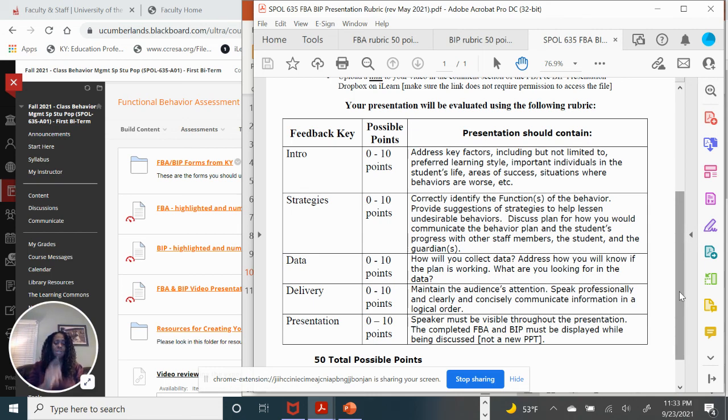Again, for the presentation, I need to be able to see you. The speaker must be visible throughout the presentation, and I must also be able to see the completed FBA and BIP as you're discussing them. Not a new PowerPoint, just simply display that FBA and that BIP.